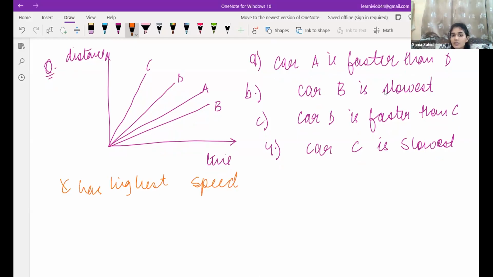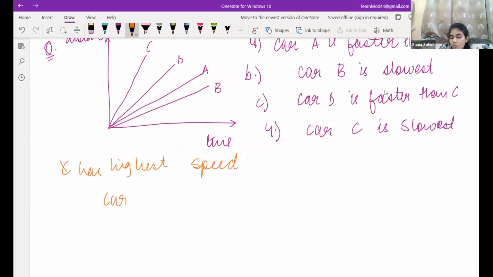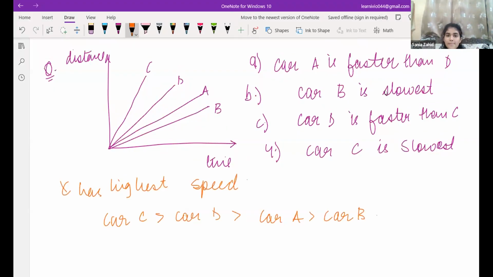Now after that, the most speed is of car C, then of car D, then of car A, and then of car B, right? So which is slowest and which is fastest? Ma'am, slowest is B and fastest is C. Exactly.